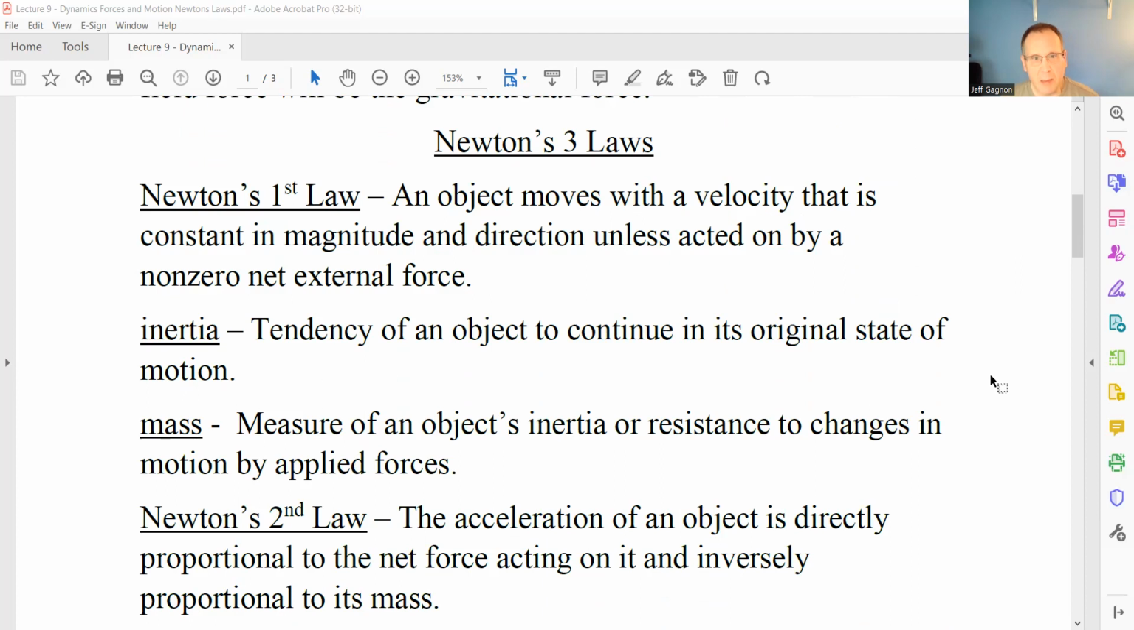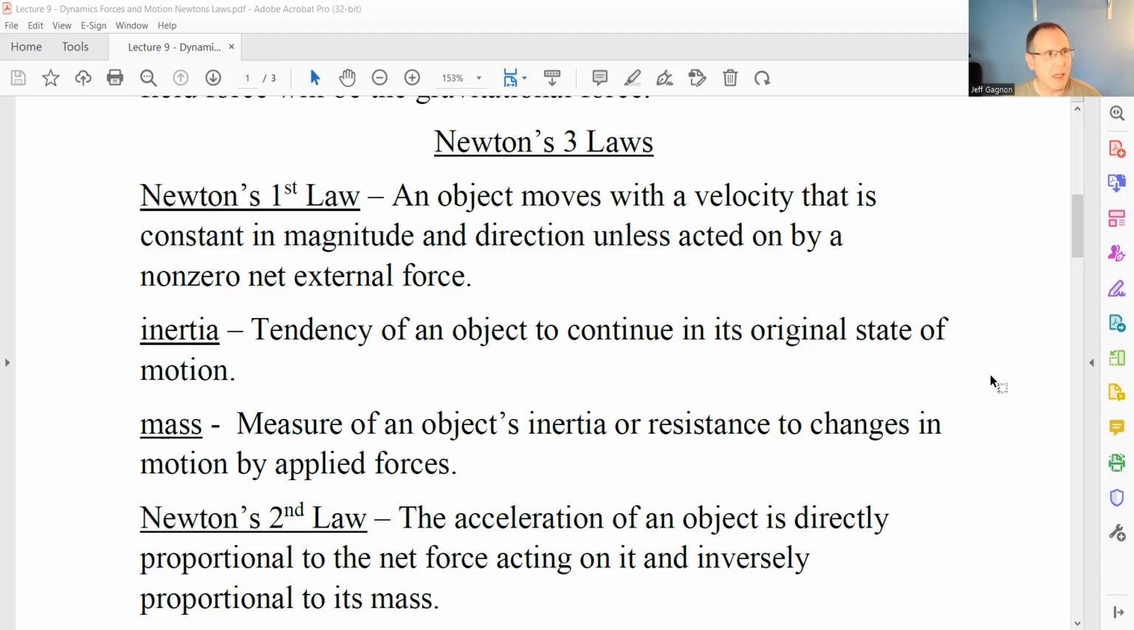So at first, this may seem counterintuitive, right? Because if you take, say, an eraser and you throw it on a desk, it'll slide for a little bit, but then it comes to a rest. Why does it come to a rest? Because really there's a force acting on that eraser. That force is the force of friction.